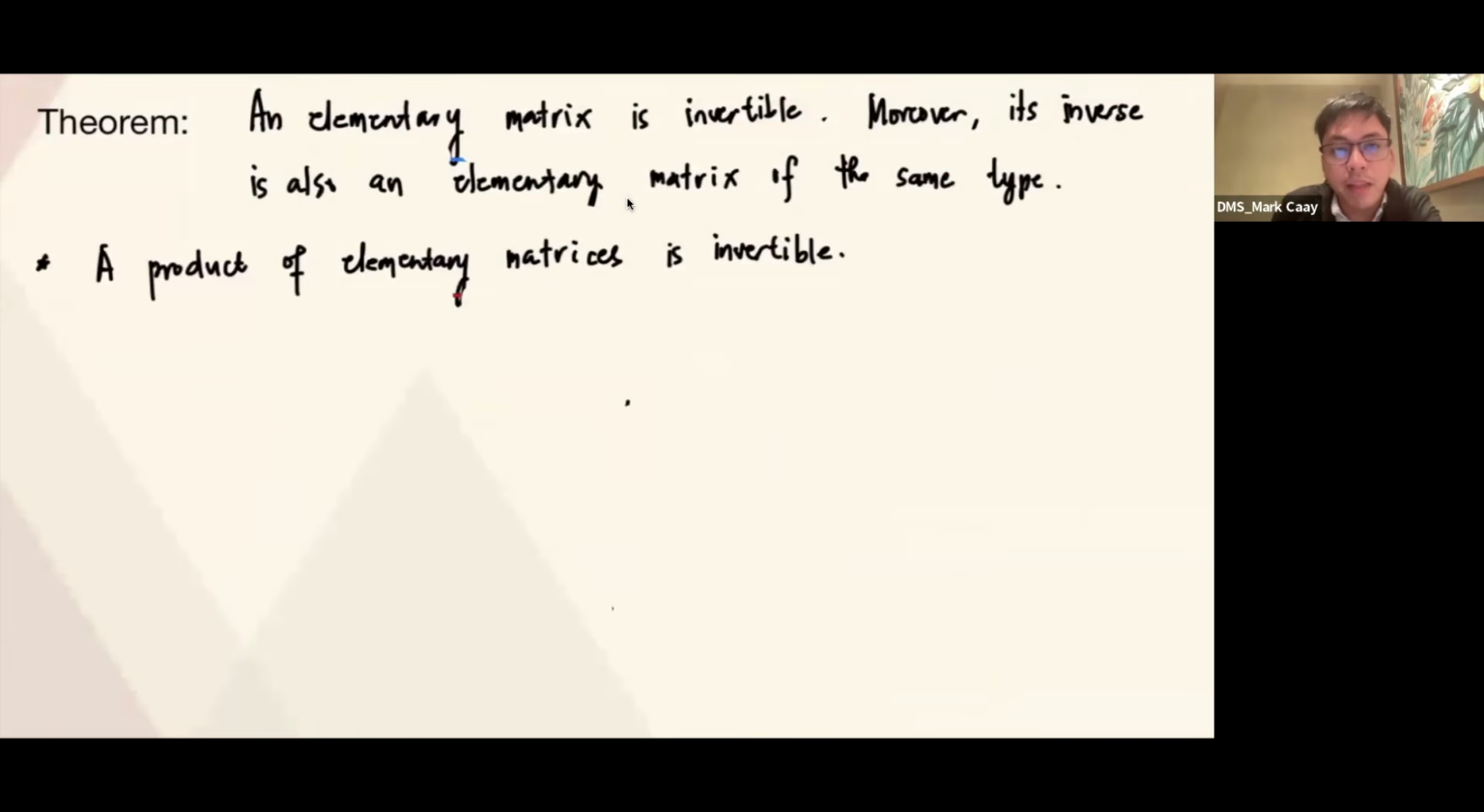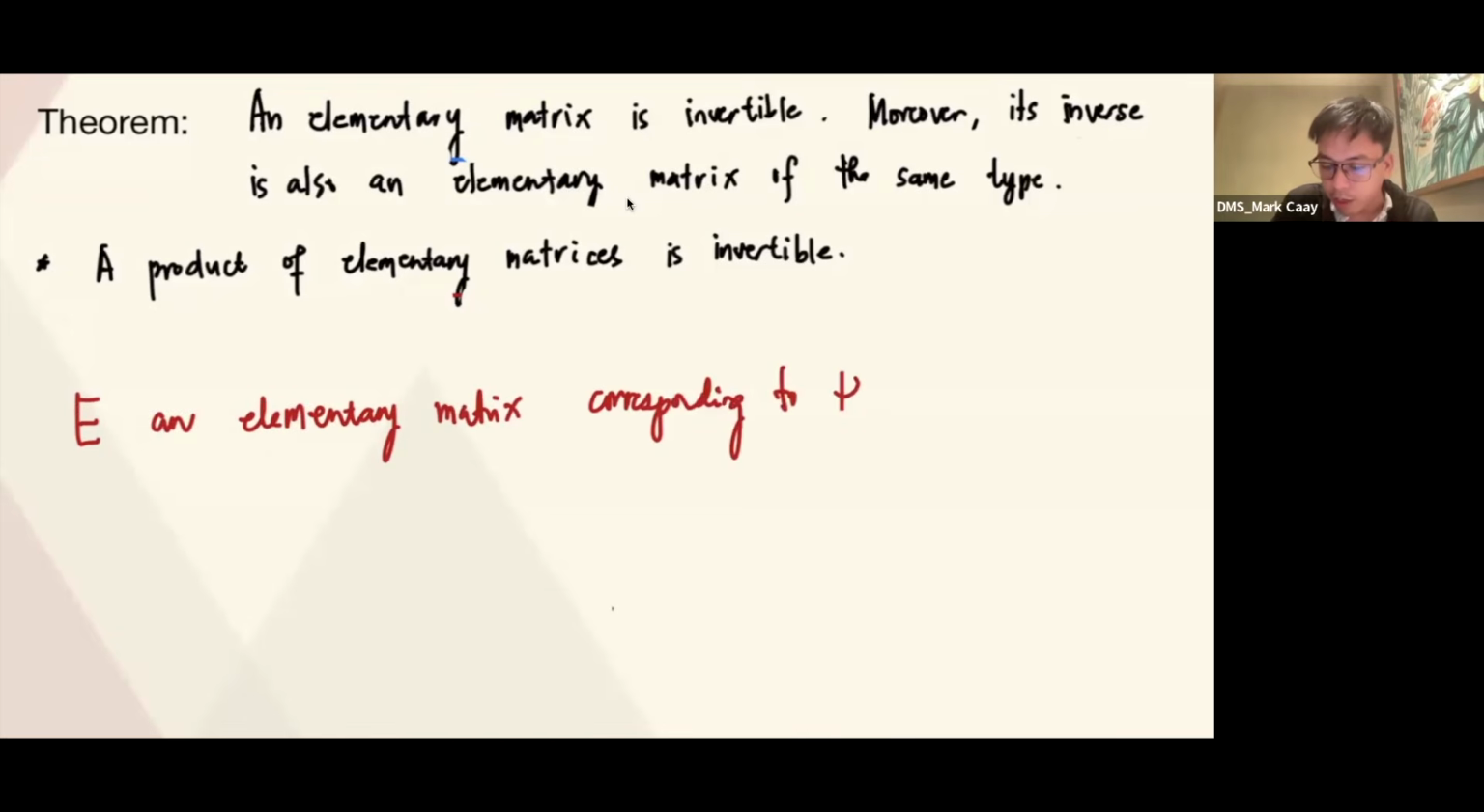Okay, another claim is an elementary matrix is invertible. Moreover, its inverse is also an elementary matrix of the same type. And we say here that a product of elementary matrices is invertible. Now, ito lang ang gusto nating patunayan. Okay, so now let's figure this out. Instead of showing the formal proof for this, your E here, an elementary matrix, draft lang to, matrix, and then this corresponds to the elementary row operation. Row operation. And the elementary row operation, I denote that as E.